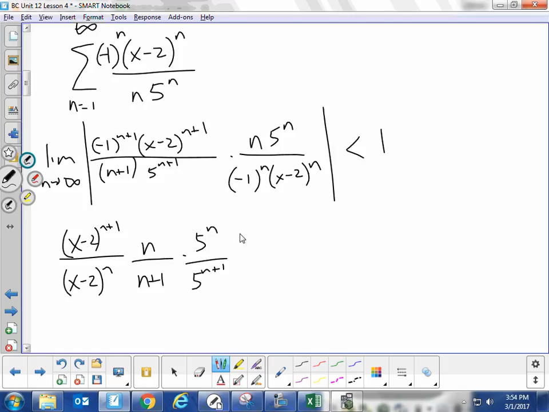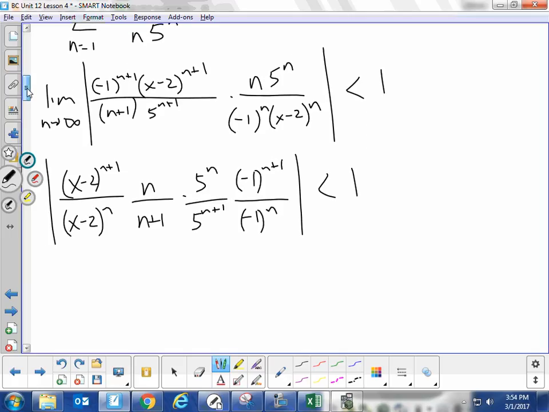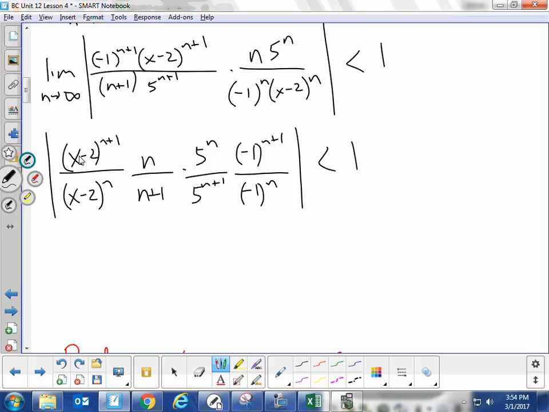And we have the negative 1 to the n plus 1 and the negative 1 to the n. Absolute value of this has to be less than 1. Okay, well, this can be written as x minus 2 to the n times x minus 2, which will cancel with this x minus 2 to the n. Gone. This I can't do anything with.